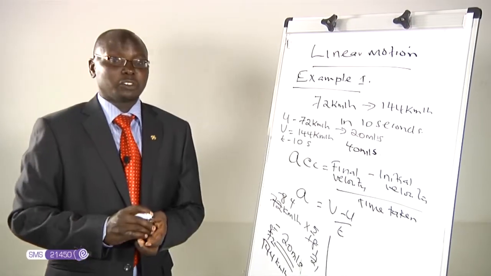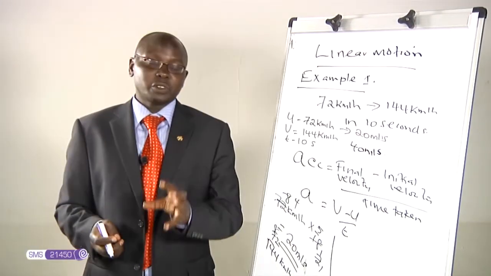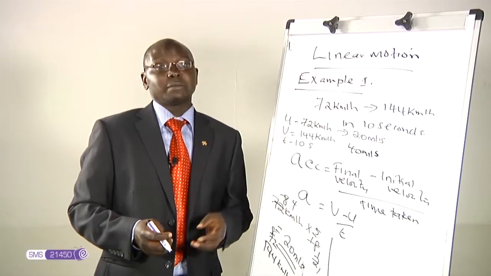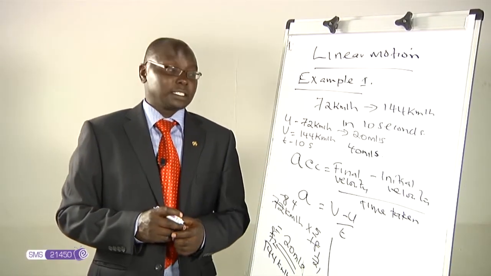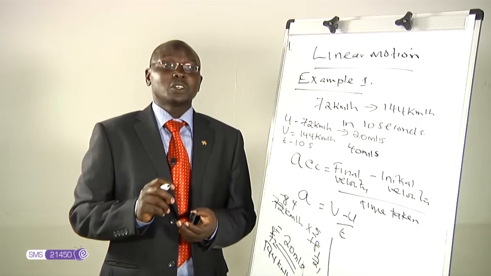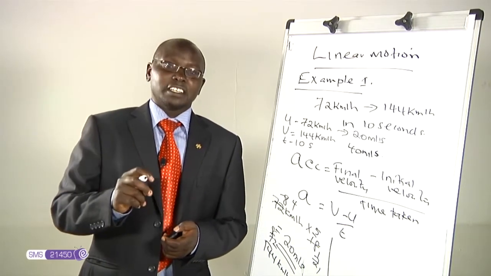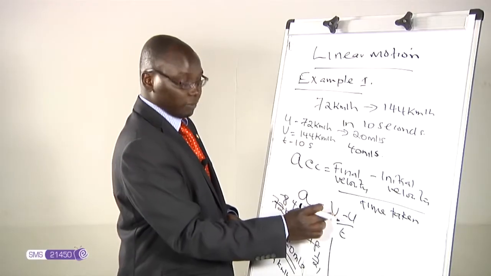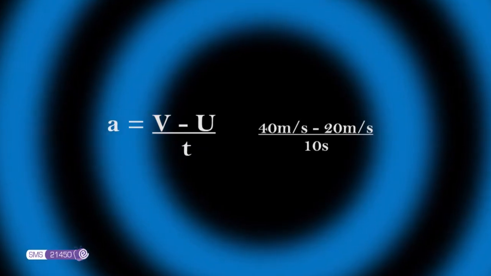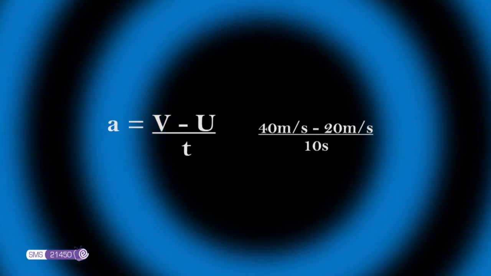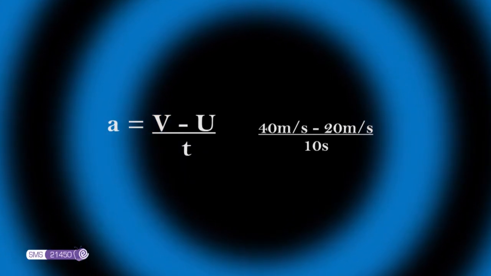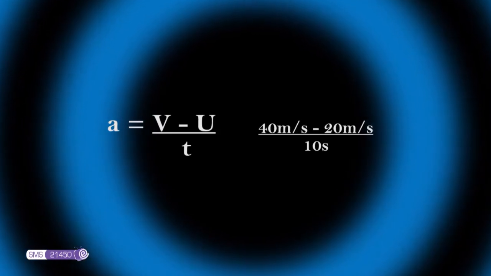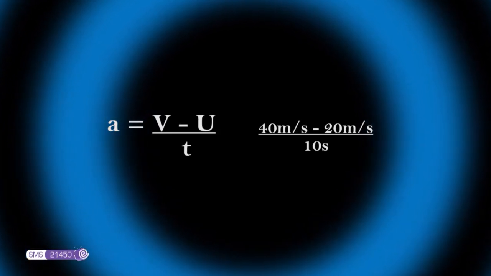Now we have the initial velocity and the final velocity in the right units, and we have the time. We don't have to convert time because the SI unit for time is seconds. So now we substitute those values in our equation. Acceleration is the final velocity, 40 meters per second, minus the initial velocity, 20 meters per second, and the time it took for that velocity change is 10 seconds, so we divide by 10.